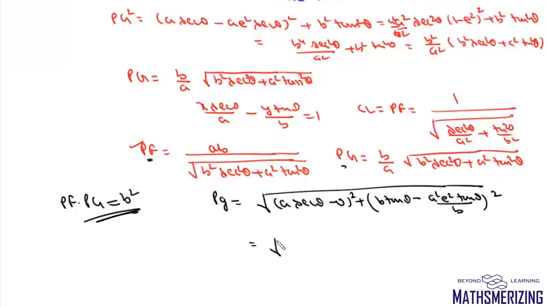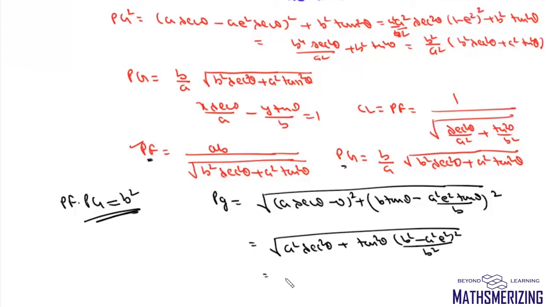So it will be A square secant square theta. Here we'll take tan square theta common and we'll get B square minus A square E square whole square upon B square. Now B square is A square E square minus A square. So this value will be A to the power 4. So we'll take A upon B common. Then we'll get A upon B under root B square secant square theta plus A square tan square theta.